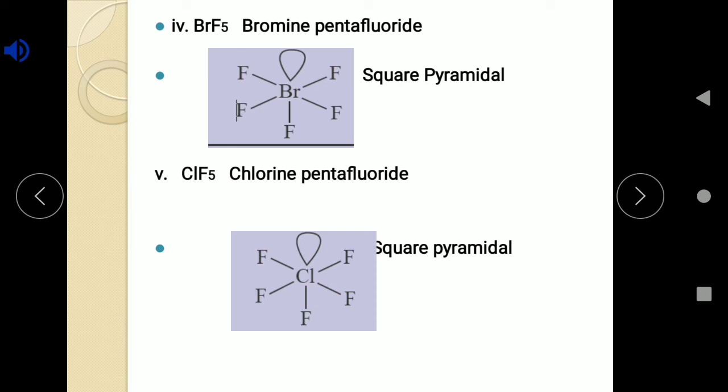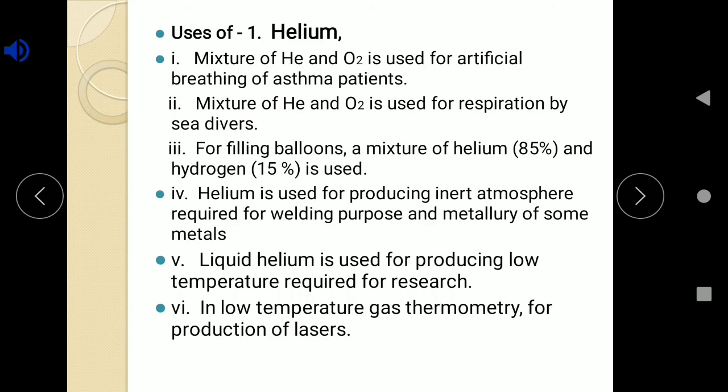As I told you earlier, compounds of xenon have been deleted for this year, that means the remaining part of group 18 is only the uses of helium, neon and argon. So let us see the uses. Now first, helium. Helium is very useful. It has many applications. For many purposes it is used.